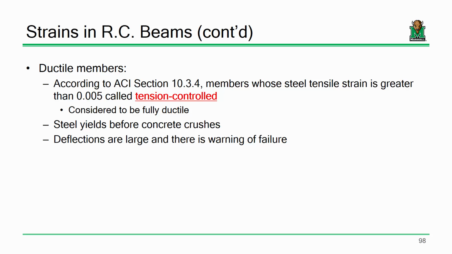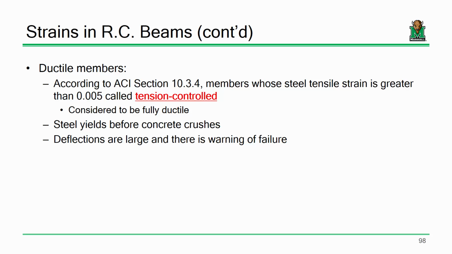If I'm designing a beam, it would be more desirable for that beam to be tension controlled because, again, if the steel fails first, then the steel just gets a little longer. It just yields, and it's okay. If the concrete fails first, we've got problems. Make sense? Everybody okay with that?